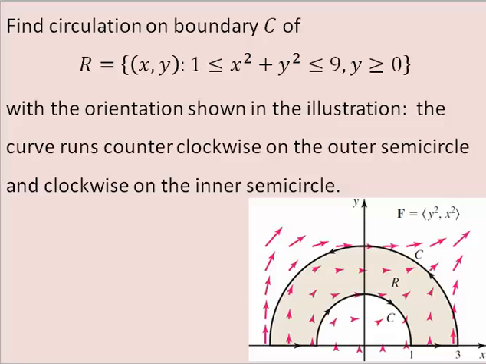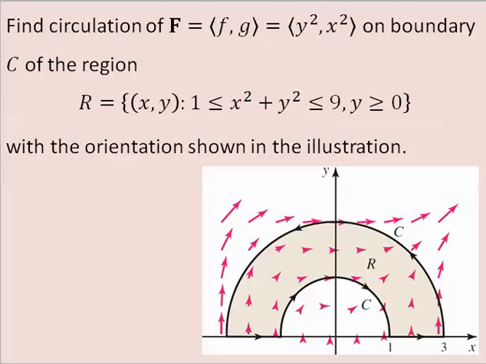Let's find the circulation. So now we're switching over to circulation. On the boundary C, our region is a half annulus. The curve runs in the counterclockwise direction on the outer semicircle and clockwise on the inner semicircle. And the orientation is the orientation shown in the illustration.